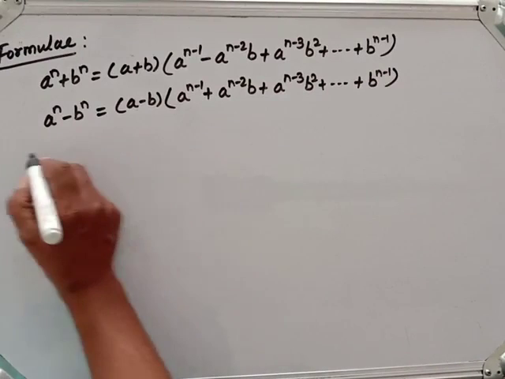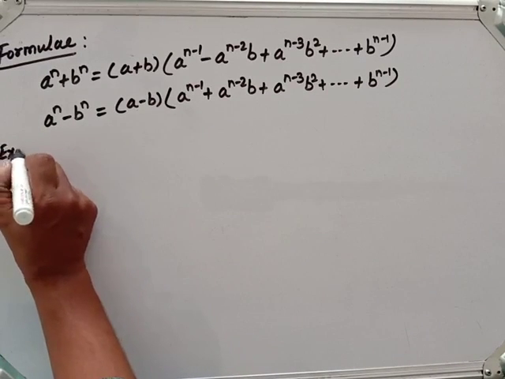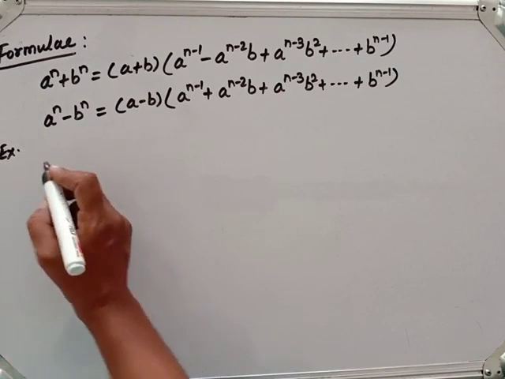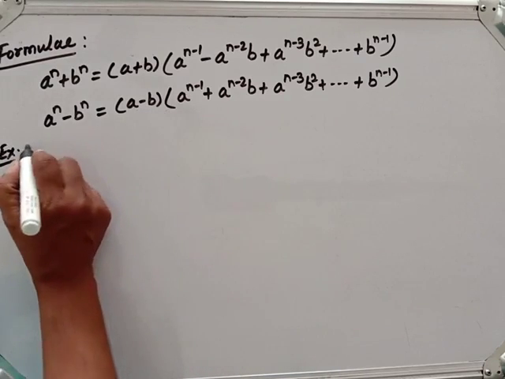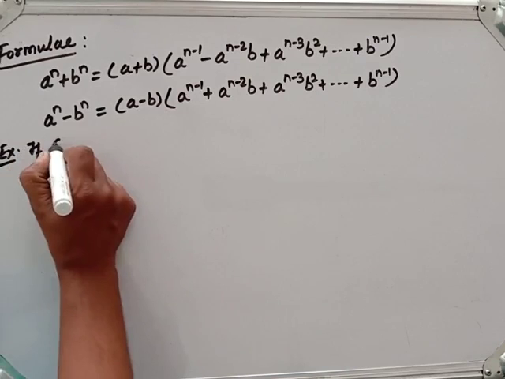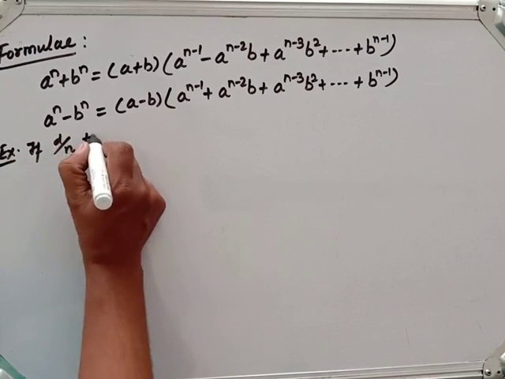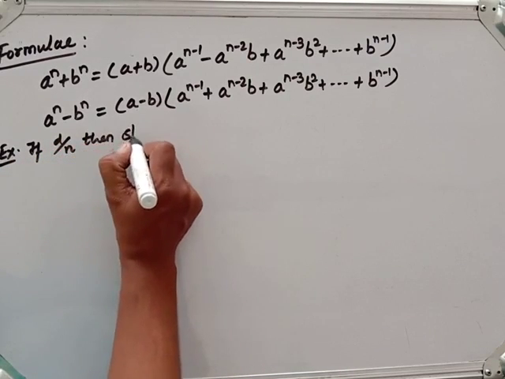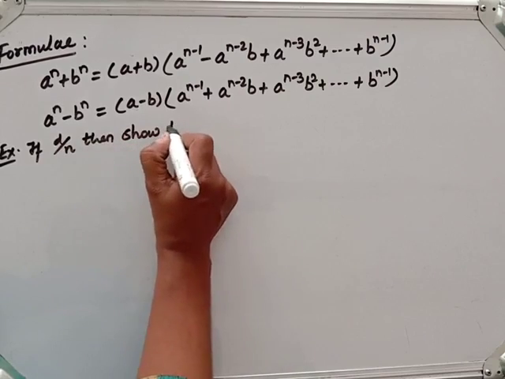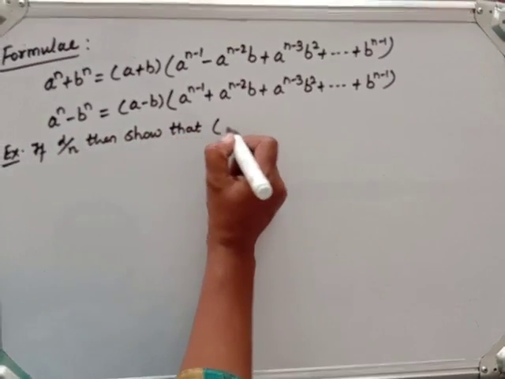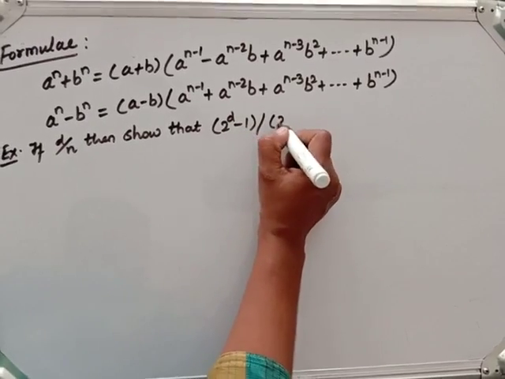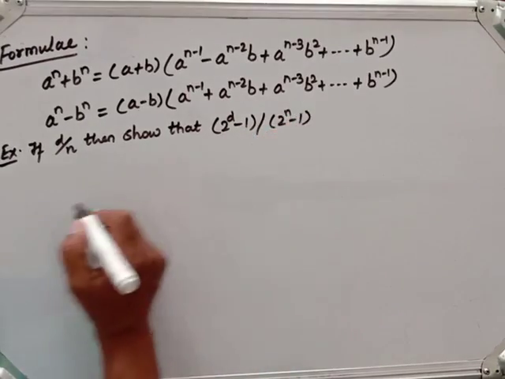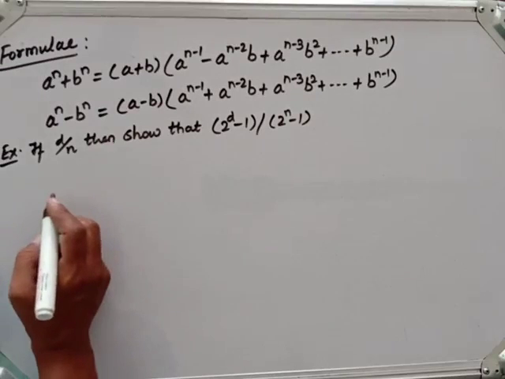Okay. Now, let us take an example on this. How are these useful to us in examples? If d divides n, then show that 2 raised to d minus 1 divides 2 raised to n minus 1. This is an example with us.